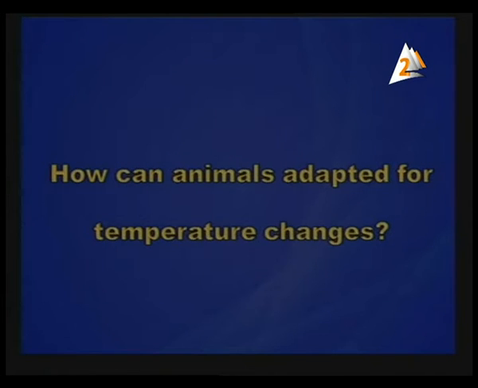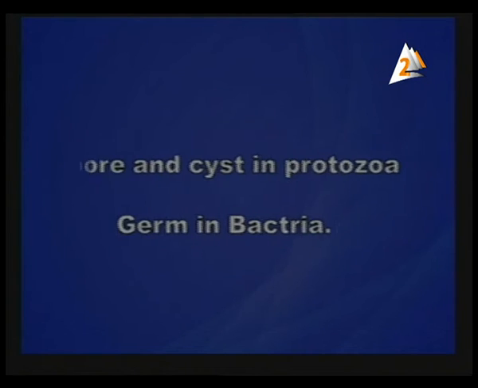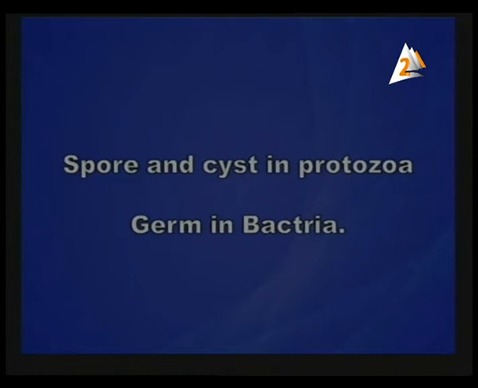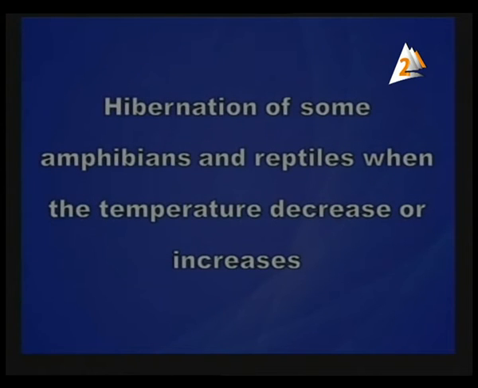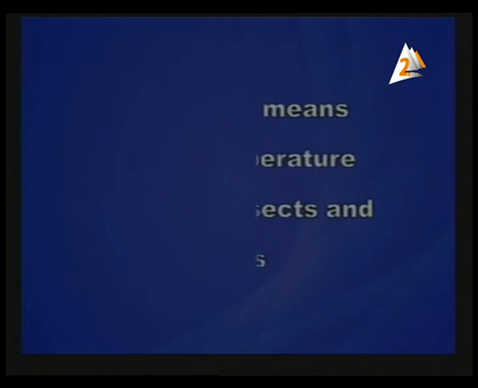How can animals adapt to temperature changes? We have spores and cysts in protozoa and germs in bacteria. This is a kind of modification. Also, we have hibernation of some amphibians and reptiles when the temperature decreases or increases. We have hibernation for some animals.